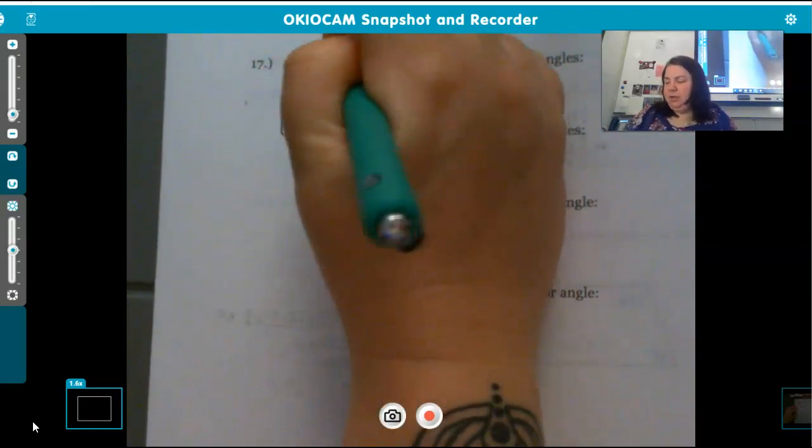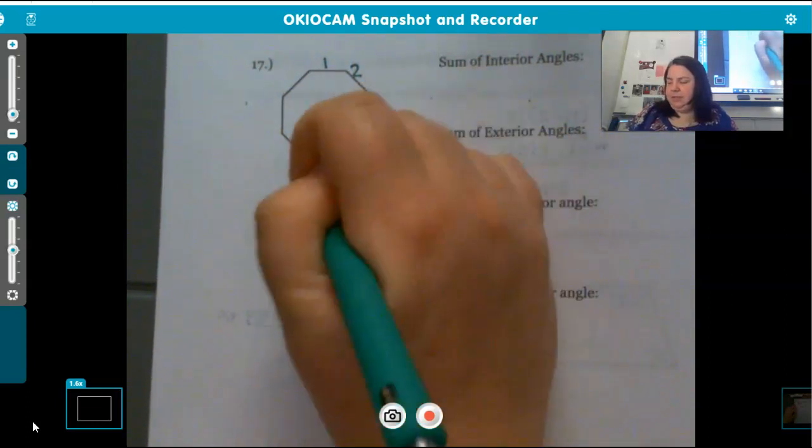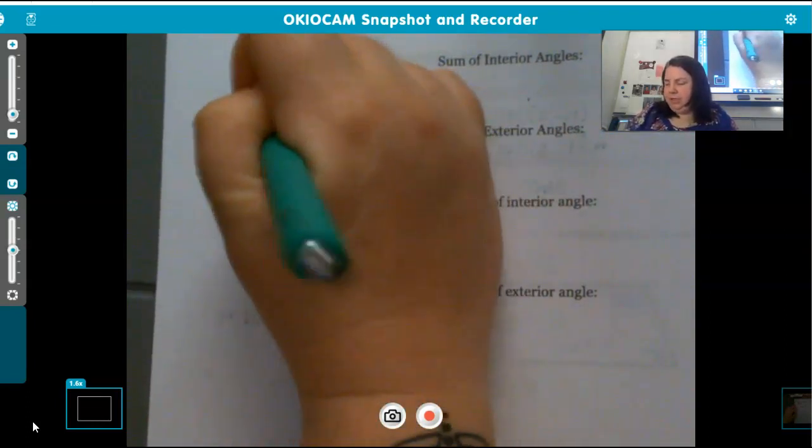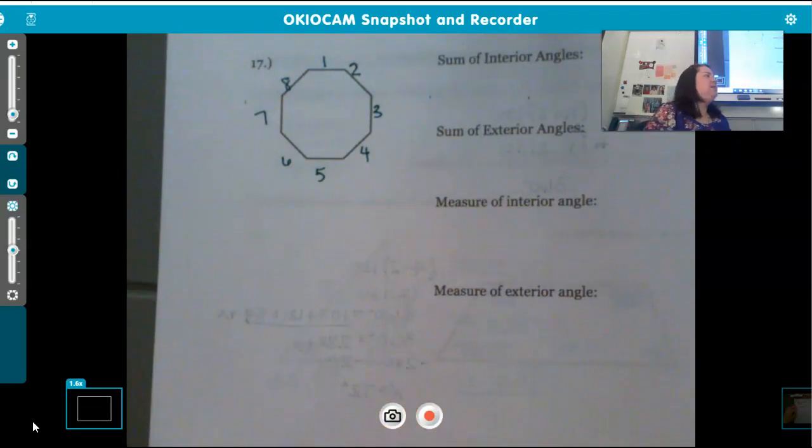So when in doubt, I just number my sides. But again, we know this has 8 sides. So first we have to find the sum of the interior angles. How are we going to find the sum of the interior angles? We have no numbers. What is our formula to find the sum of the interior angles? We just did it on the previous problem.